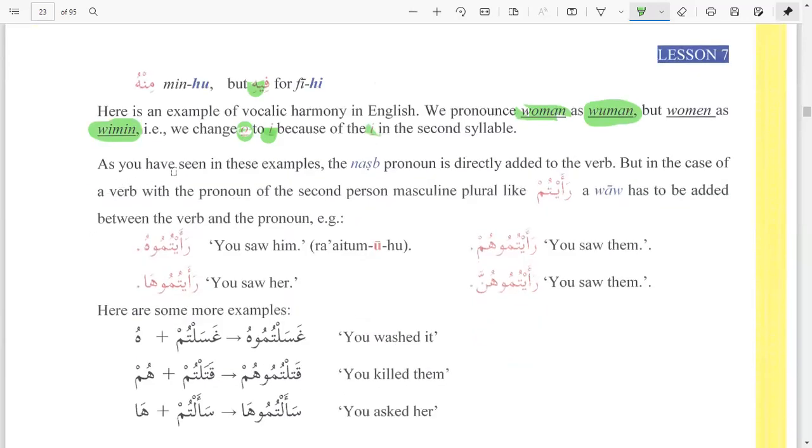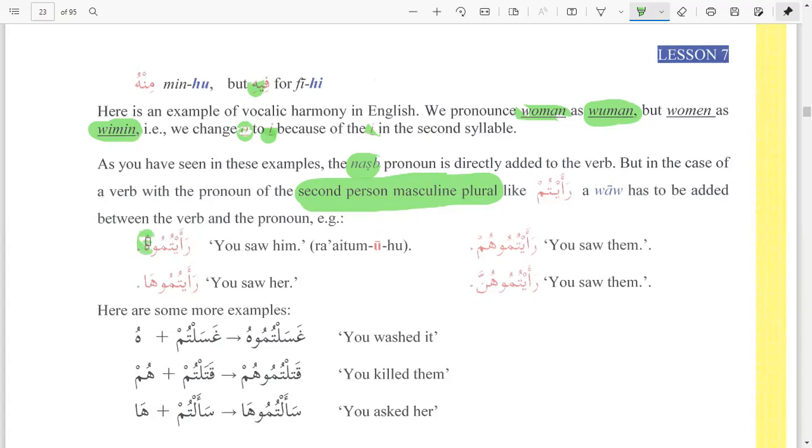As you have seen in these examples, the nasab pronouns are directly added to the verb. But in the case of a verb with the pronoun of second person masculine plural, if the pronoun is second person masculine plural, ra'aytum, a vowel has to be added between the verb and the pronoun. Ra'aytumuhu. So we will add here ra'aytumuhu.